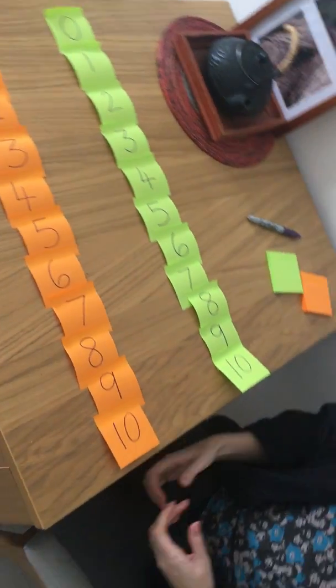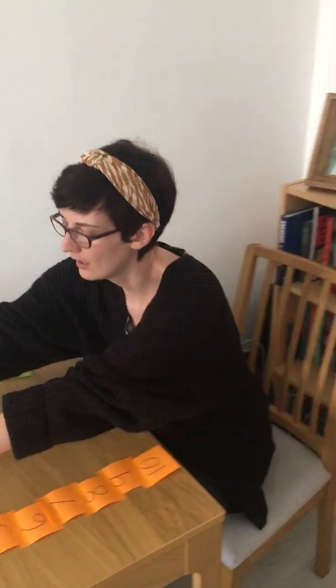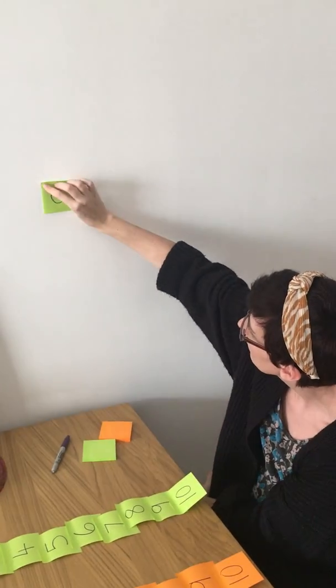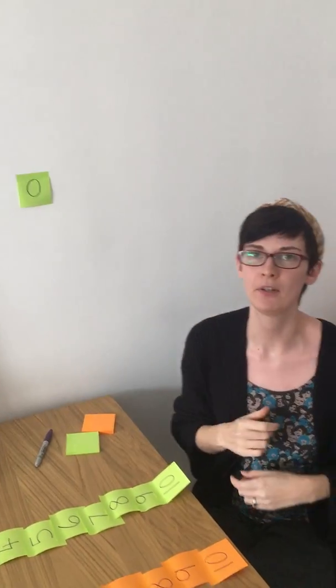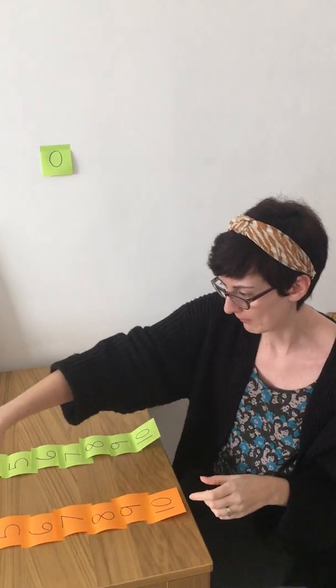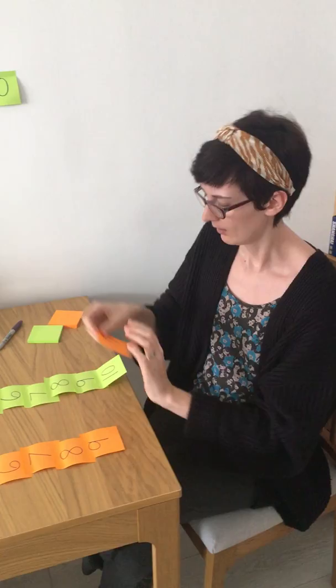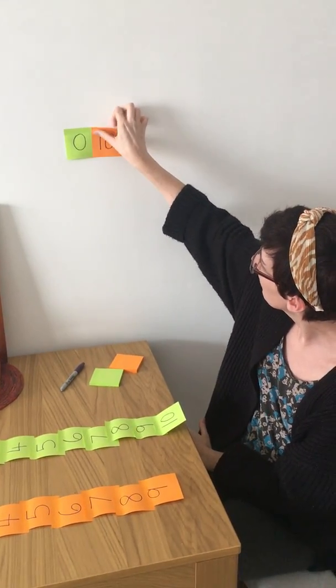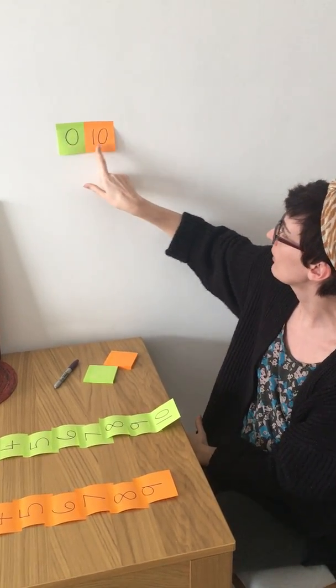And what I'm going to do now is I'm going to go through the numbers and I'm going to join them up with the number that will make it to 10. So if I start at 0, I'm going to take my green 0 and I'm going to stick it up on the wall here. And I'm going to think, what number do I need to add to 0 to make 10? Then I'm going to look at my orange one and think, how much do I add on to 0 to make 10? 10. And then I'm going to put the green one and the orange one together. 0 and 10 together makes 10.